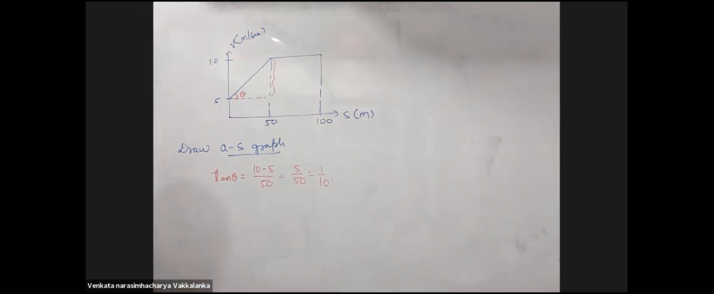Sir, the graph between 50 to 100 is a dotted one, no? No, it's a straight line. Oh, okay, sir. This is a straight line. That means velocity is constant. Yes, sir. Yes, got it.